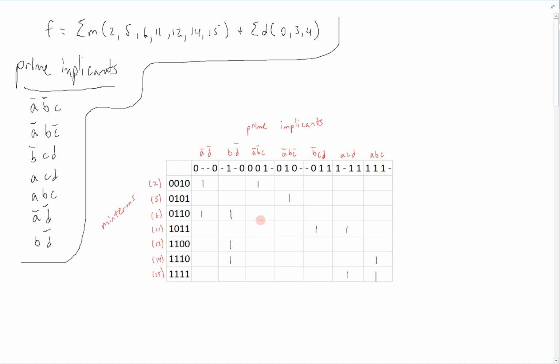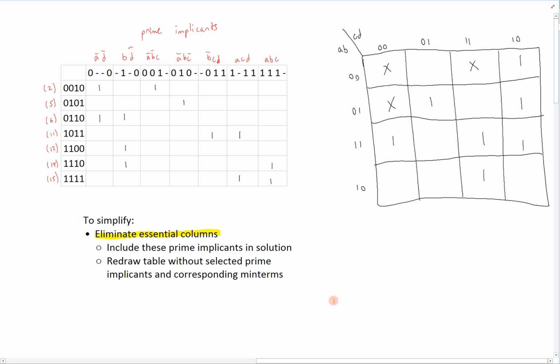Now, the question is, how do we simplify this in order to get an optimal solution? So let's take a look at the possible minimization steps. In order to select a minimal subset of prime implicants, we have to make sure that all of our minterms are covered. What that implies in this table is that we need there to be at least a single 1 in every single row. That means that a given prime implicant is encapsulating every single minterm.